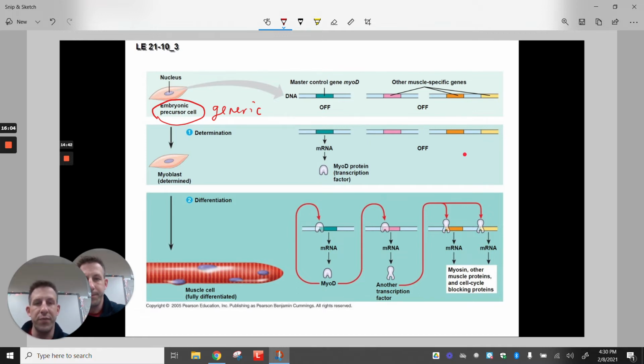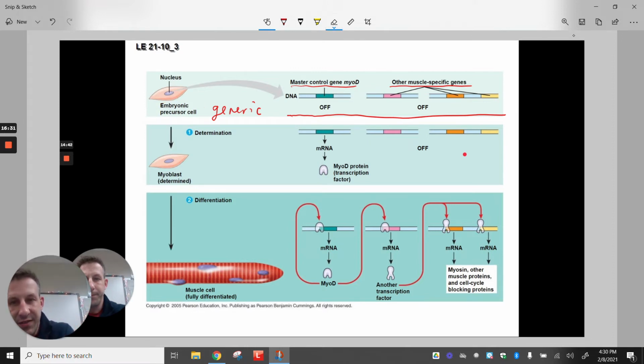They turn genes on. So early on here we notice that all of these genes of interest up here that they highlight are at this point off. This one they call the master control gene, MyoD, is off. Other muscle-specific protein genes are off. And so what we ultimately have to do is give this generic cell a job.